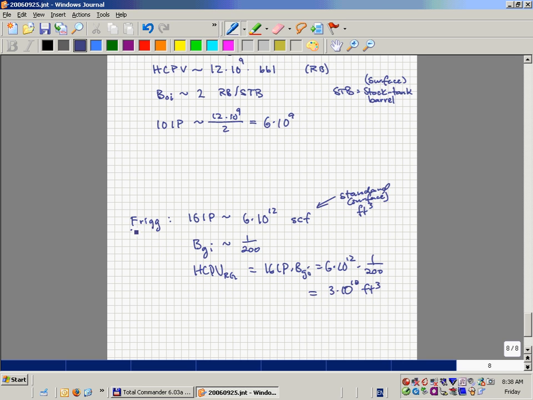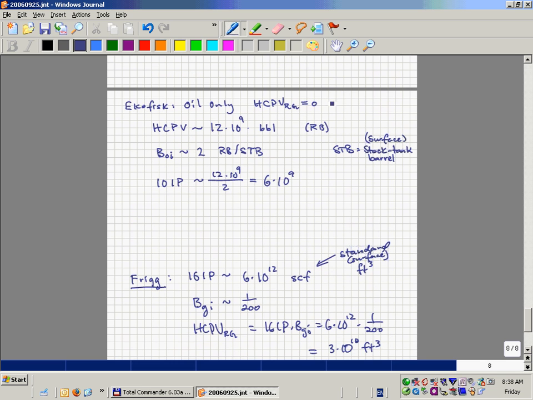That's another field. Initial gas saturation is 0 in Ekofisk. Initial gas saturation in Frigg is probably about 80%. Initial oil saturation in Frigg, 0. Initial oil saturation in Ekofisk, maybe on average 0.8.